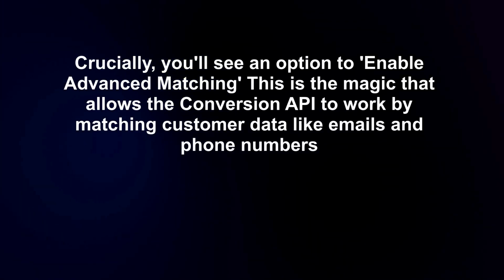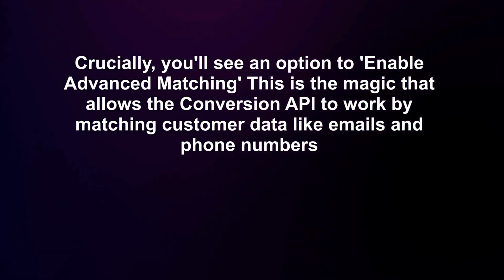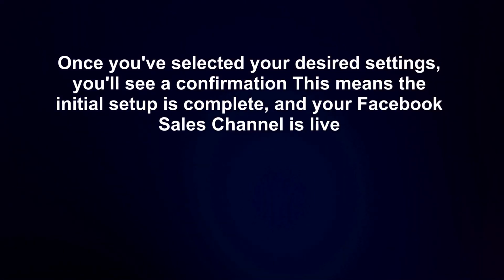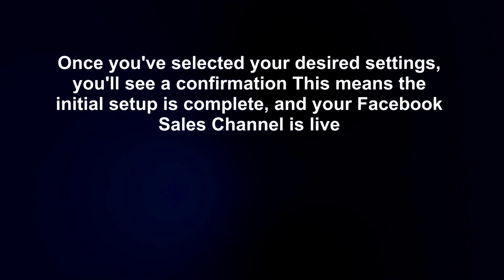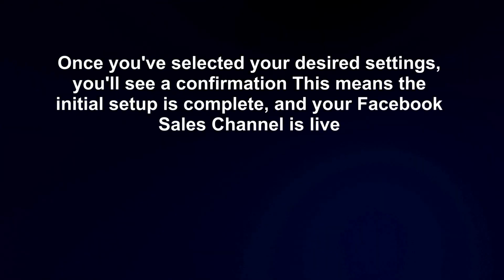Crucially, you'll see an option to enable advanced matching. This is the magic that allows the conversion API to work by matching customer data like emails and phone numbers. Once you've selected your desired settings, you'll see a confirmation. This means the initial setup is complete and your Facebook sales channel is live.